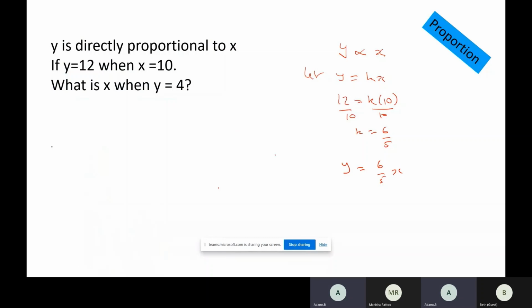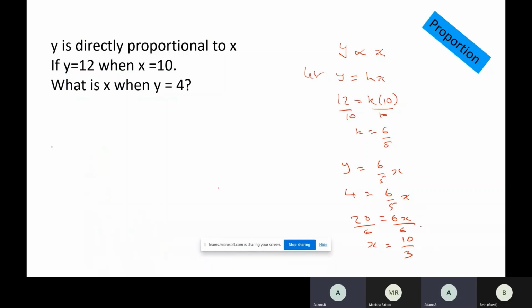We then would put in our point y, so y is equal to 4, which is 6/5x. We times by 5, 20 is equal to 6x, divide by 6, divide by 6. So x is equal to 10/3, and we would have our answer.